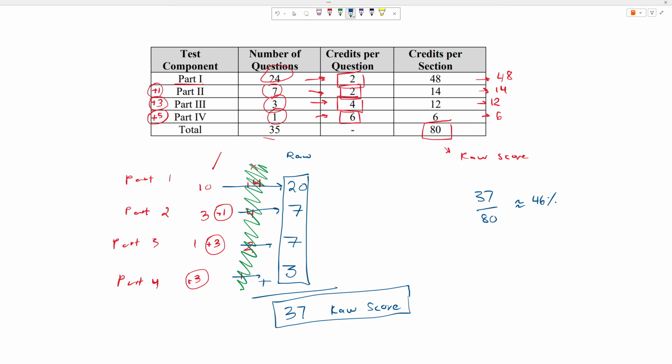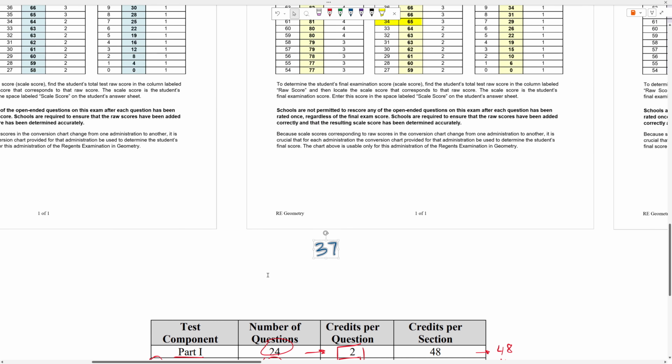Okay. Now, does that mean that you failed? No. What actually ends up happening is the graders then take your raw score and they plug it into the curve or the conversion chart for that year. So this raw score of 37 is not what you get.